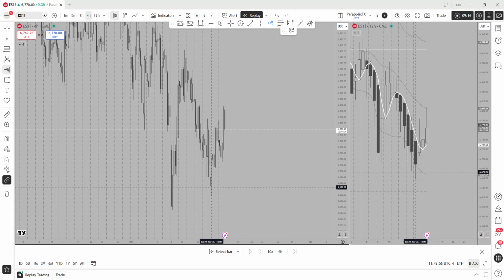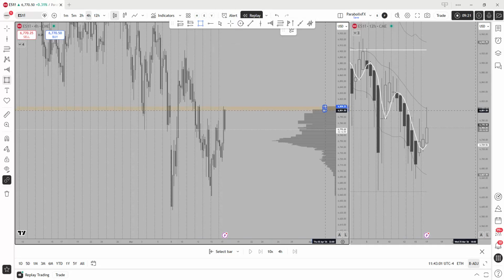Let's check our weekly profile. There's a low volume node. There's an SNR level.